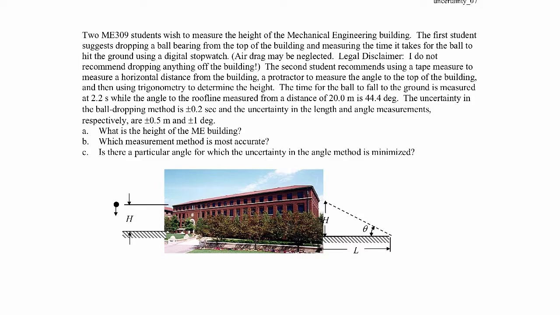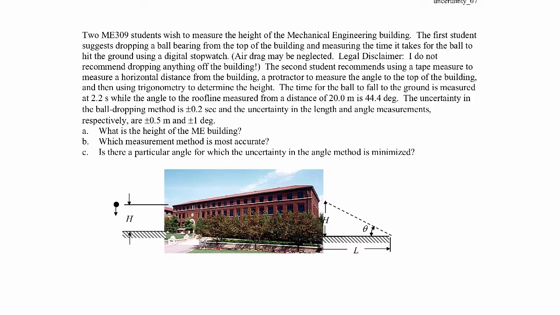So student one climbs to the roof, which is not allowed, don't do that. And then even worse, they drop a ball, or a ball bearing, off the top and measure the time it takes for that ball bearing to go from the roof down to the ground. And then knowing from the ballistic equation how the distance traveled is related to the time, they can back out what the height of the building is.